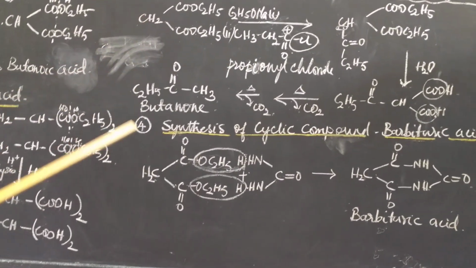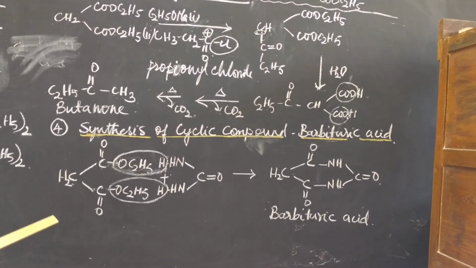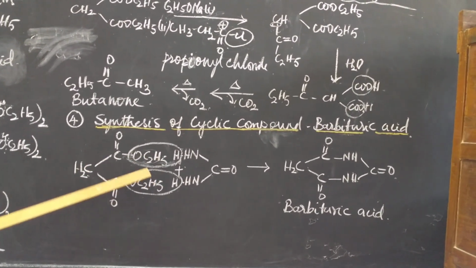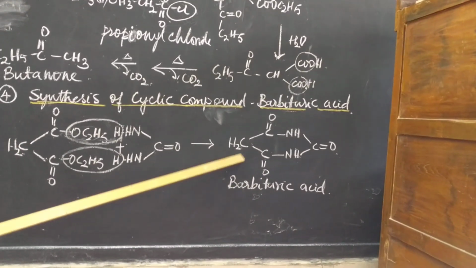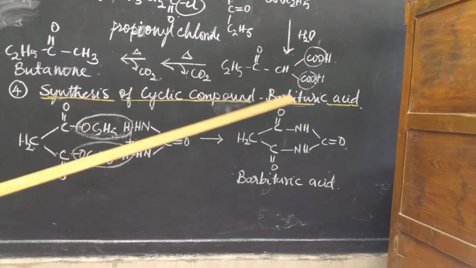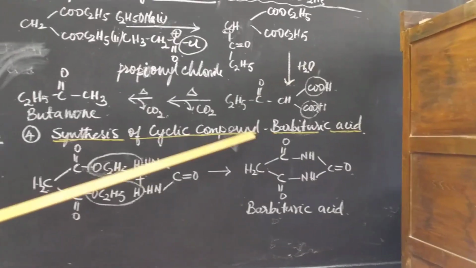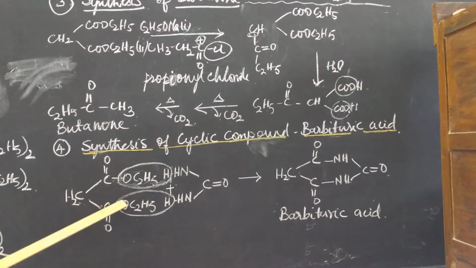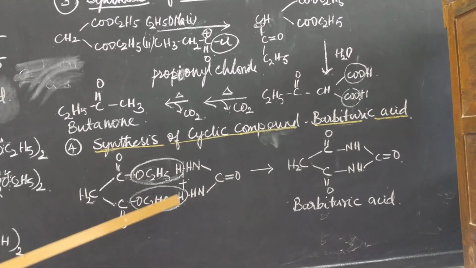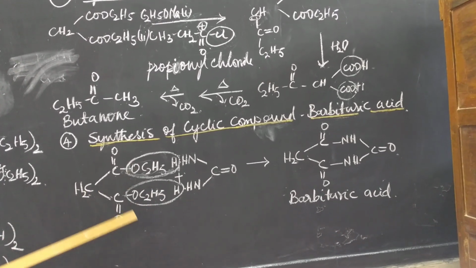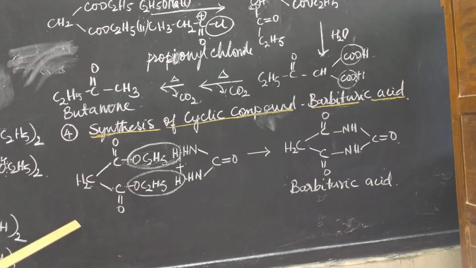Now let's come to the last synthetic conversion. How do I convert diethyl malonate to a cyclic compound? You can see that this is a cyclic compound. What cyclic compound do I want? Barbituric acid. Now this is a drug, it is a sedative. Okay, sedative drug. You shall be learning a lot of organic chemistry next year, where paper 5 is full of organic chemistry. That's the reason I want you to learn organic chemistry well.